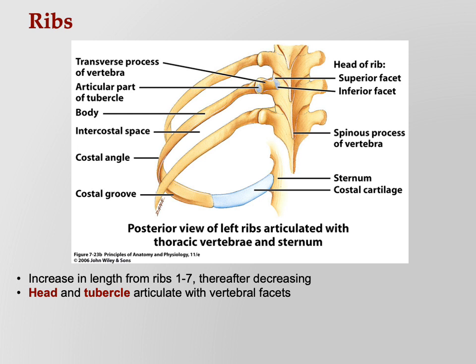So what's going to happen is the head of the rib connects to the body of the vertebra. Remember the body, the big thick part of the vertebra? The head of the rib connects to the body of the vertebra, and then the rib has a little bump on it called a tubercle, and the tubercle connects to the transverse process of the vertebra. Like I said, there are really two joints. The rib connects to the vertebra in two places. The head connects to the body. The tubercle connects to the transverse process.